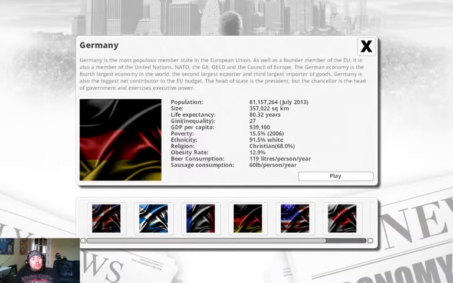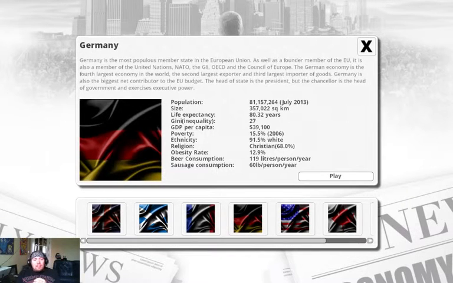Next up is Germany, the most populous member state of the EU. As well as a founder member of the EU, it is also a member of the UN, NATO, the G8, the OECD and the Council of Europe. The German economy is the 4th largest economy in the world, 2nd largest exporter and the 3rd largest importer of goods. Germany is also the biggest net contributor to the EU budget. The head of state is the president, but the chancellor is the head of the government and exercises executive power.